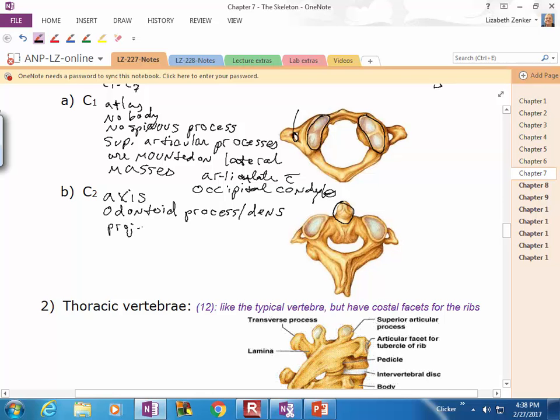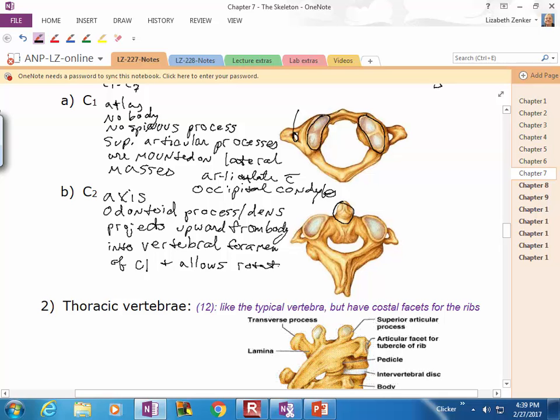So it projects upward from the body into the vertebral foramen of C1 and allows rotation.